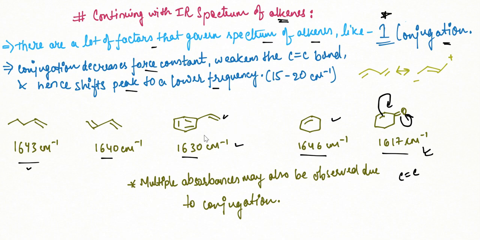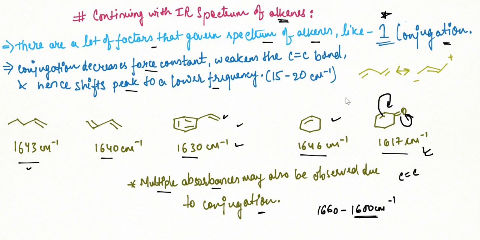Right? So even if we are comparing with styrene over here, we are still getting a much lower value, 16-17 centimeter inverse. So this value, see, this is the normal range, 1660 to 1600 centimeter inverse. So as we can see guys, in the presence of a carbonyl group, the value has decreased to the lower end. Okay, so definitely multiple absorbances may also be observed due to conjugation.